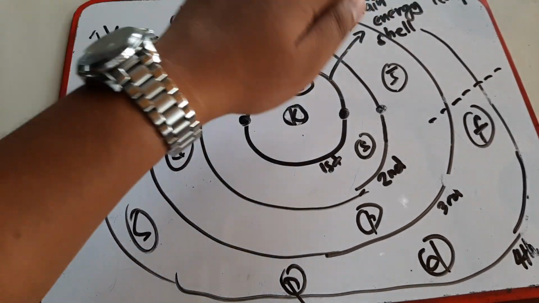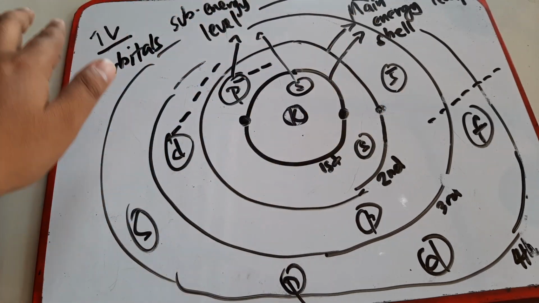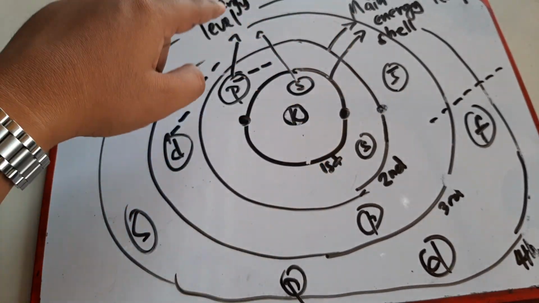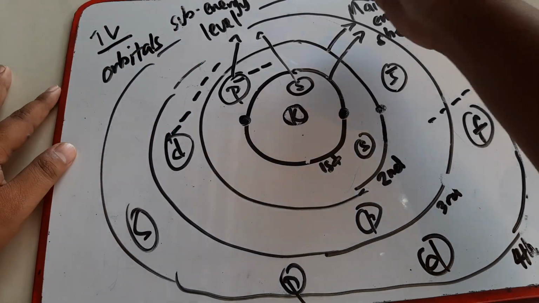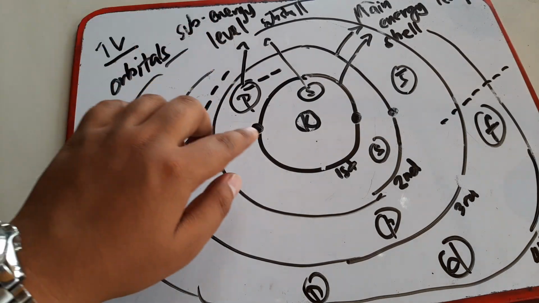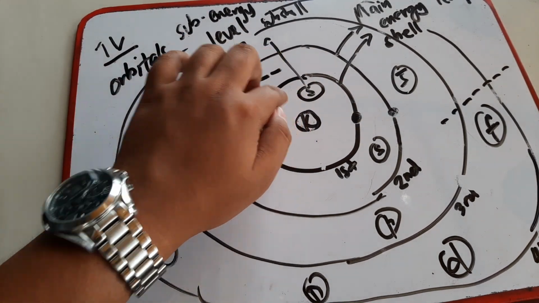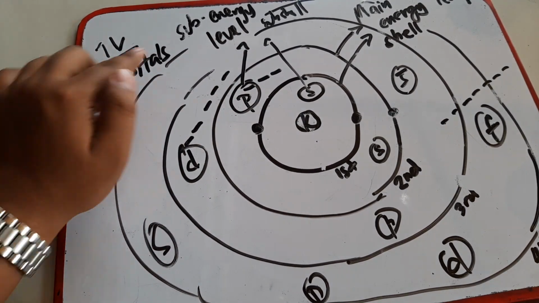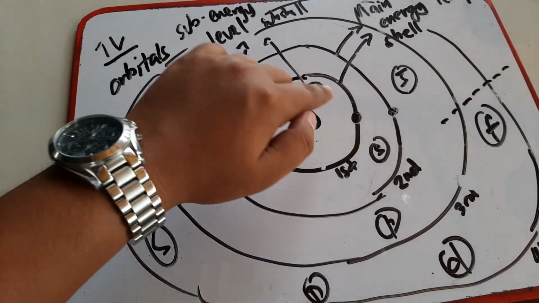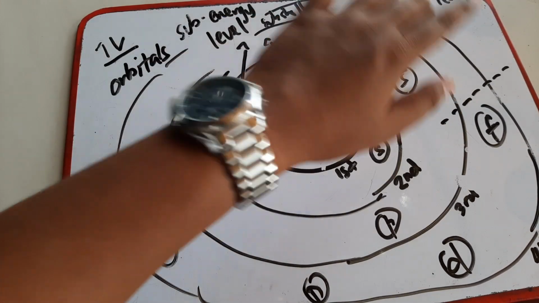Main energy level or shell. These are your seemingly planetary orbits. Inside this region are your sub-energy level or your subshell. And then inside your subshells are what we call orbitals. S will have 1, P will have 3, D will have 5, and F will have 7.